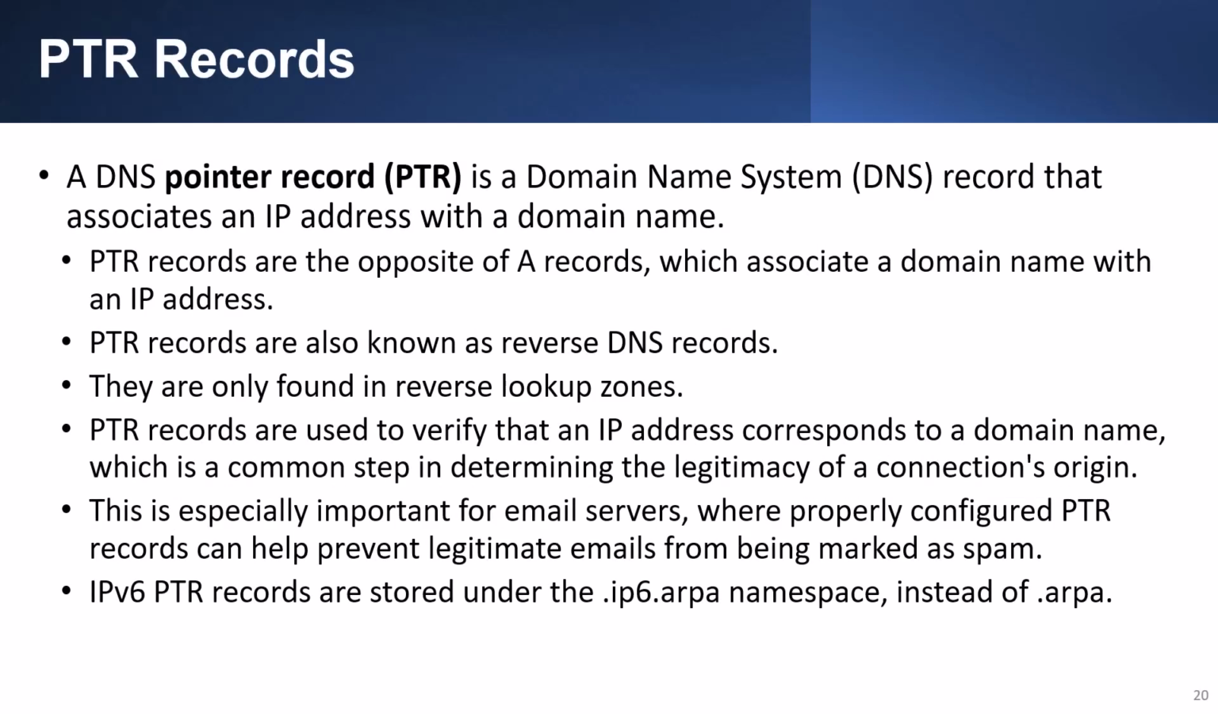A DNS pointer record, or PTR, is a domain name system record that associates an IP address with a domain name. Pointer records are the opposite of A records, which associate a domain name with an IP address. Pointer records are also known as reverse DNS records. They're only found in the reverse lookup zones. Pointer records are used to verify that the IP address corresponds to a domain name, which is a common step in determining the legitimacy of the connection's origin. This is especially important for email servers, where properly configured pointer records can help prevent legitimate emails from being marked as spam. IP version 6 pointer records are stored under the ip6.arpa namespace instead of in-addr.arpa.